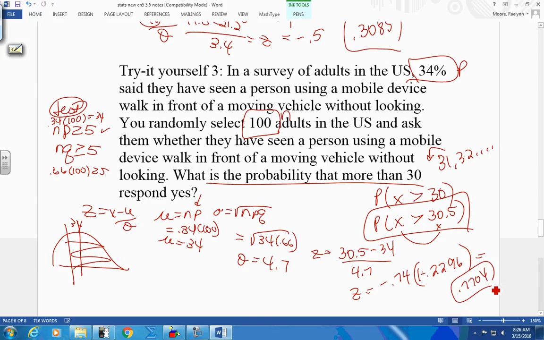Now, if you think of that as a probability, put it in a percent. What is the probability that more than 30 responded yes? Well, if you take a look at it, 34% said yes. So 30 is less than half. It's about a third anyway. So I'm at a pretty high probability that that's going to happen. 77% chance that that will happen. That's what my probability means. Make sense? Yes?